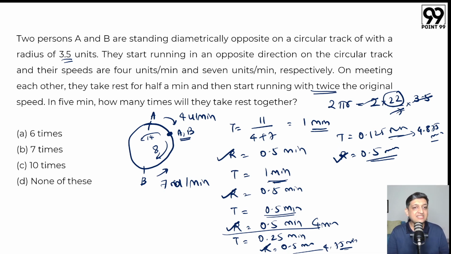The given options are 6, 7, and 10. So the answer here is option D, that is none of these. So it takes some courage to mark option D or none of these as the answer. You will want to double check and see if you have missed something in this particular question, and that will take some extra time. But rest assured, if you have done the process properly, you need not recheck and you can just move on to the next question.